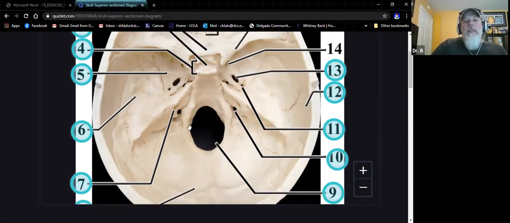Number 9, this is the foramen magnum. Number 10, we have one right here. We have one on this side over here. That is the jugular foramen.